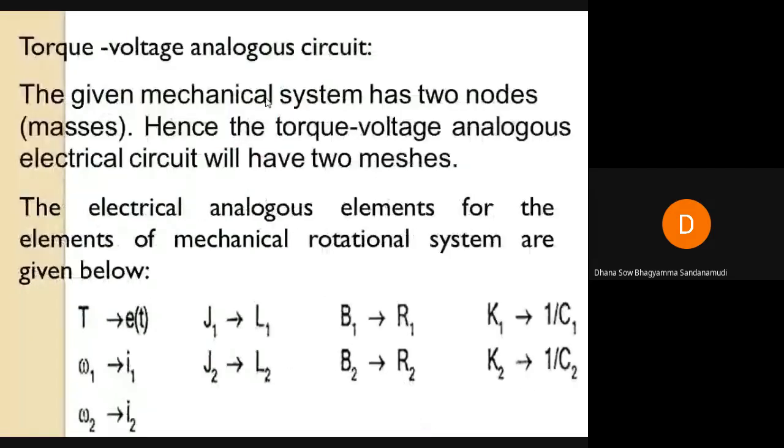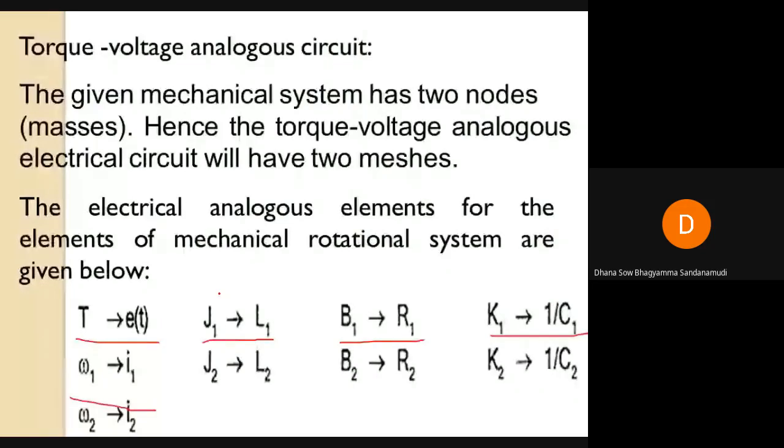From the table, we have taken basic circuits, the electrical RLC series circuit and the basic mechanical rotational circuit, and we have derived the relation between the terms. We know the analogous terms. Torque is analogous to voltage. J is analogous to L, omega is analogous to current, B is analogous to R, K is analogous to 1 by C. Whenever it is mentioned 1 by C, that means C should be connected in series. That you must remember.